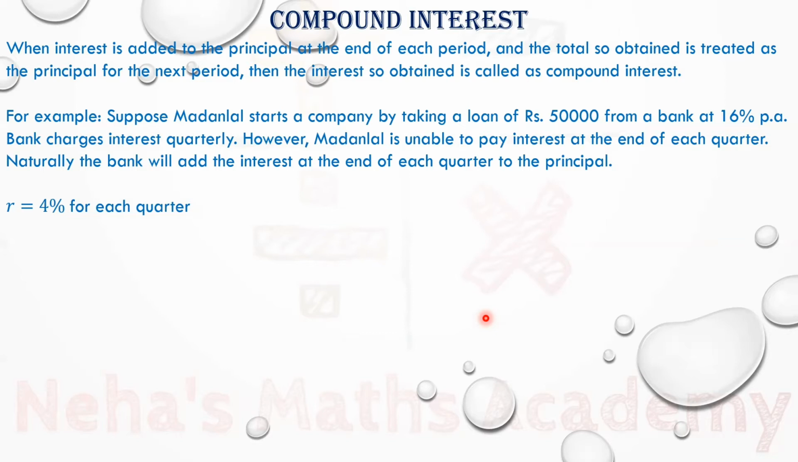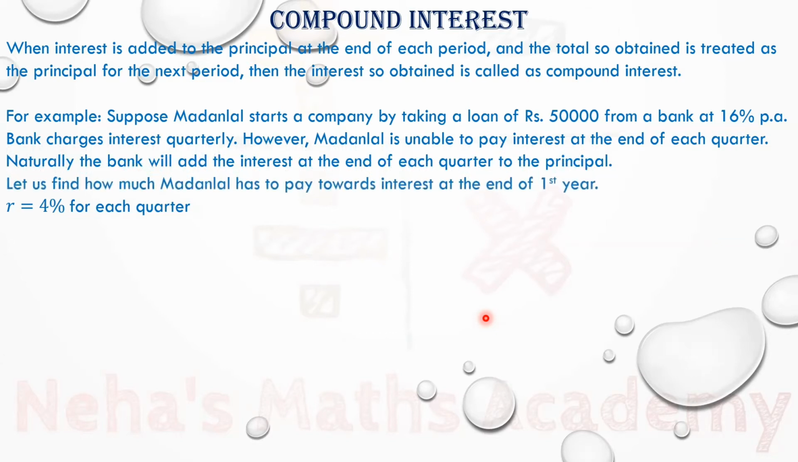For example, suppose Madan Lal starts a company by taking a loan of rupees 50,000 from a bank at 16% per annum. Bank charges interest quarterly. However, Madan Lal is unable to pay interest at the end of each quarter. Naturally, the bank will add the interest at the end of each quarter to the principal. Let us find how much Madan Lal has to pay towards interest at the end of first year.